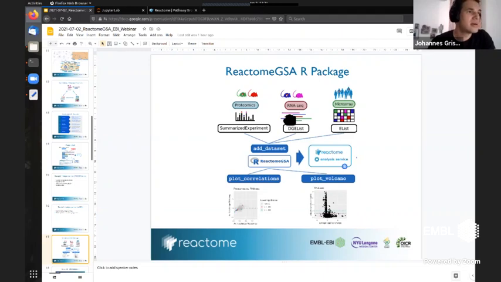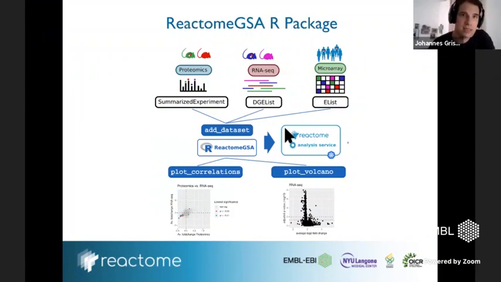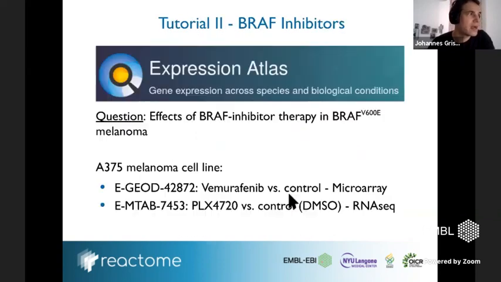Okay. So the R package is the thing that you just saw me clicking around with. The R package also allows you to start your analysis. You can just load in SummarizedExperiment, DGEList objects, and EList objects for microarray data. We have this add dataset function that does the same thing as the add dataset here. You can add multiple datasets, and then you get your correlations.